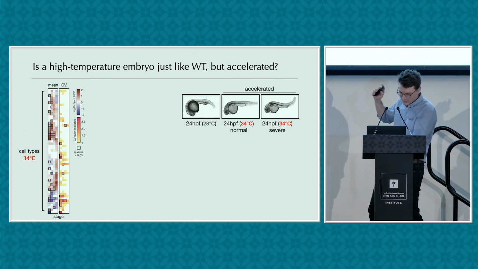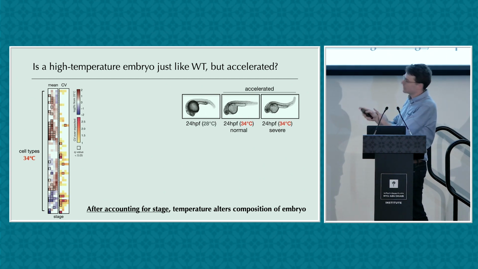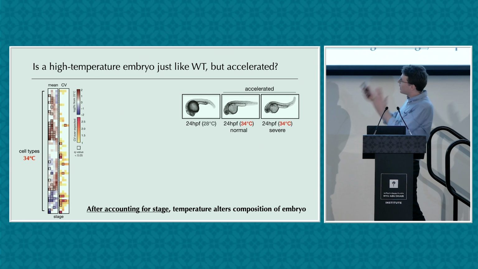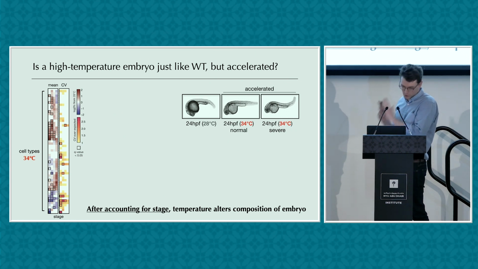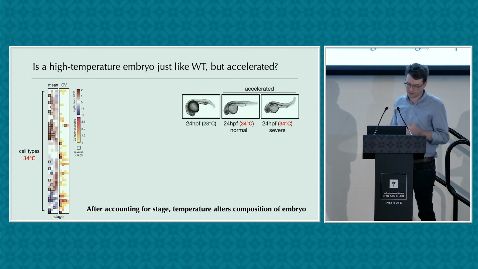And what I hope you can see is that after we account for developmental stage and isolate the effects of temperature on the animal, we can see that the composition truly does change. Some cell types are reduced in number in these fish. They're not the same.